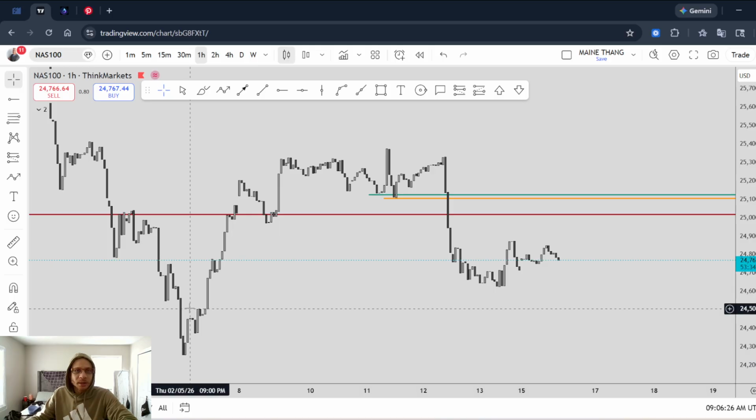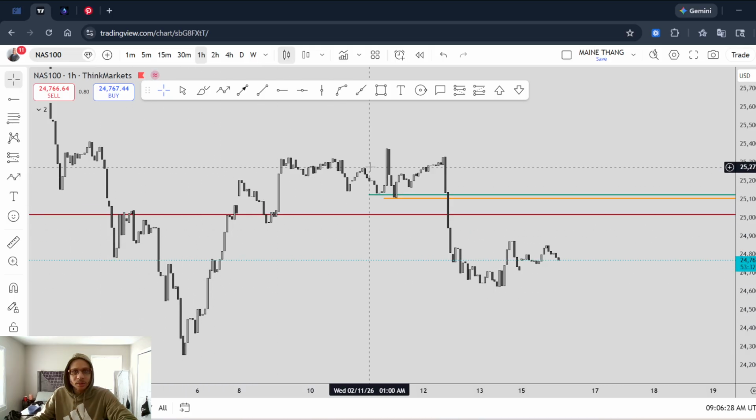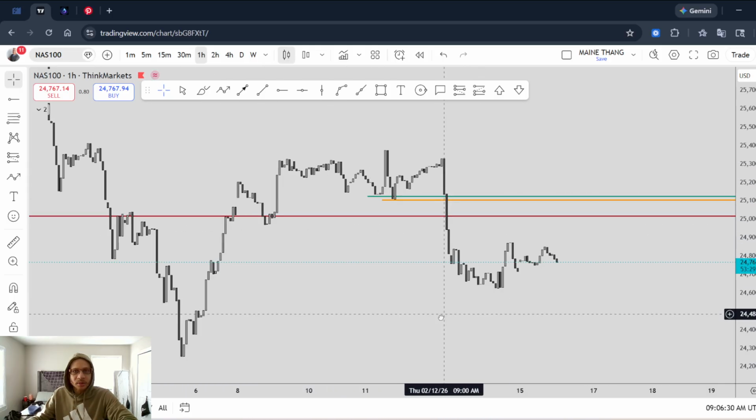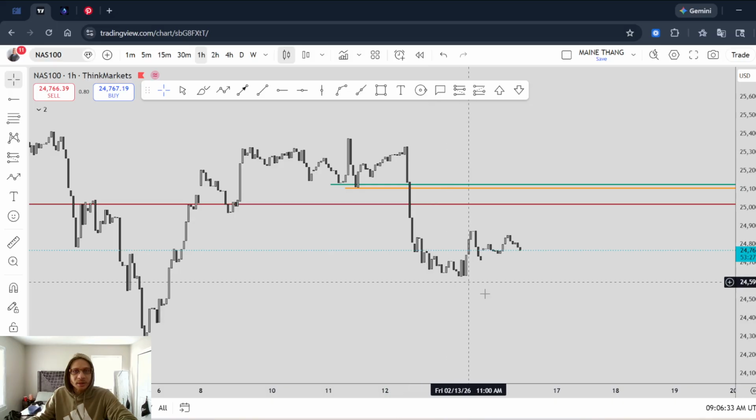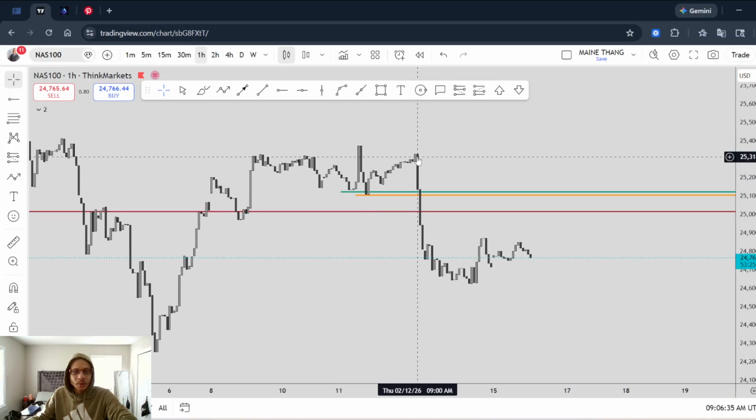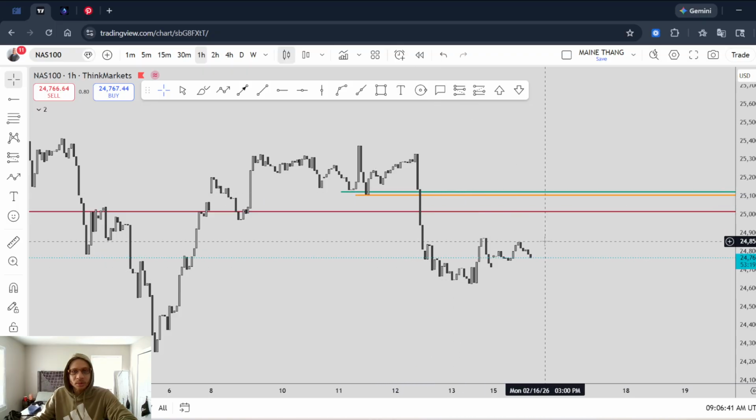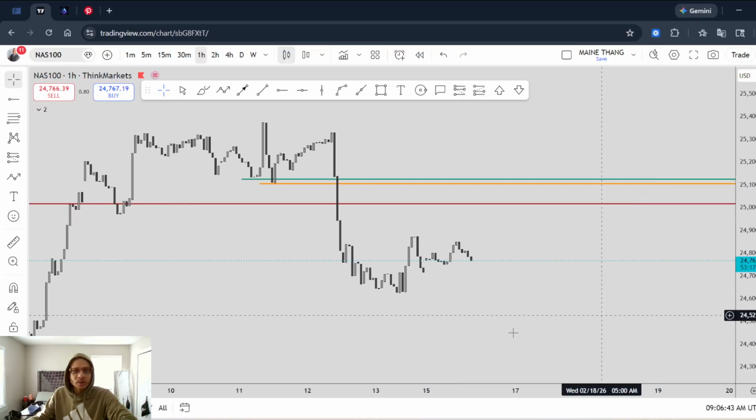So we know on the daily, price broke structure, did a correction, and now it's in its continuation phase, if it decides to continue. On the 4 hour, price broke structure on a correction. On the 1 hour, price broke structure on a correction. So we want to go back here.